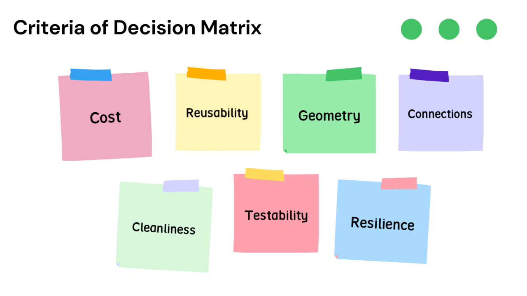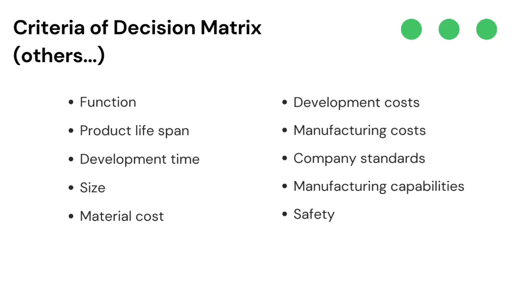These are the criteria of the decision matrix: cost, reusability, geometry, connections, cleanliness, testability, and resilience. These are the other criteria of the decision matrix.